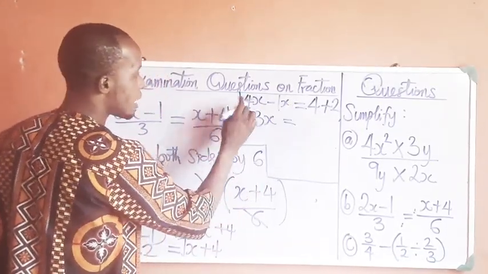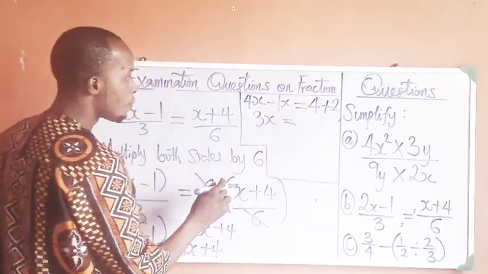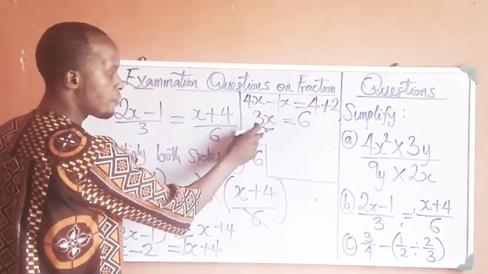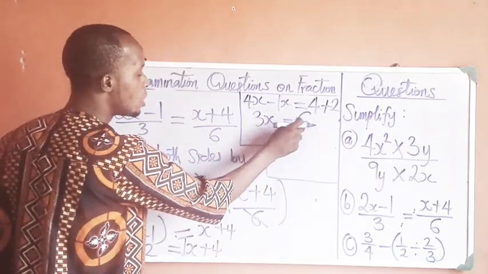That is on the left side. Then on the right side of the equation, I will simply add 4 to 2 to give me 6. So I've arrived at 3x equals 6.